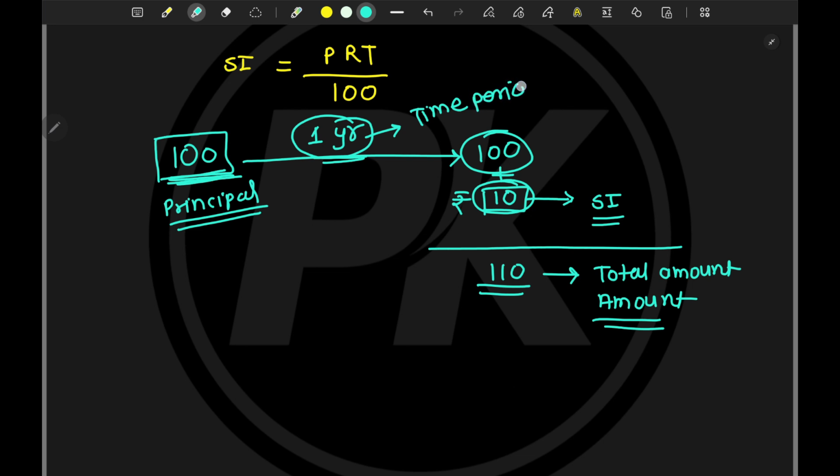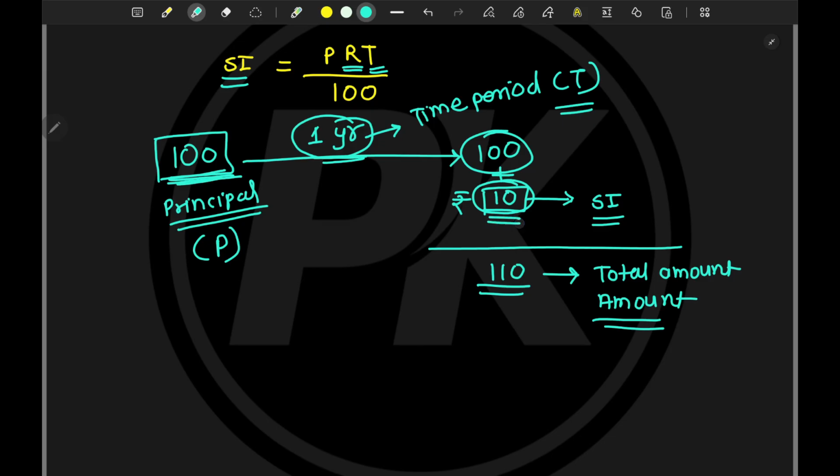Now here, this 1 year is the time period for which the money was given. So this is the time period, and this is nothing but T. So principal we call P, time period we call T, simple interest we call SI. Now the only remaining thing is R. R is what? Rate of interest.